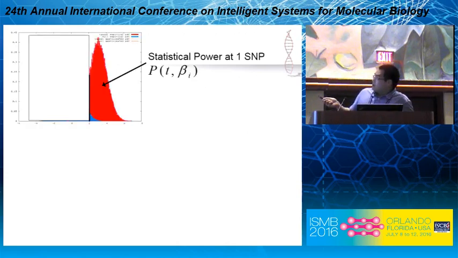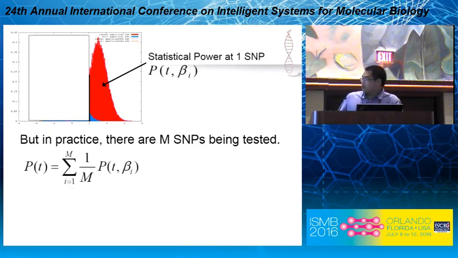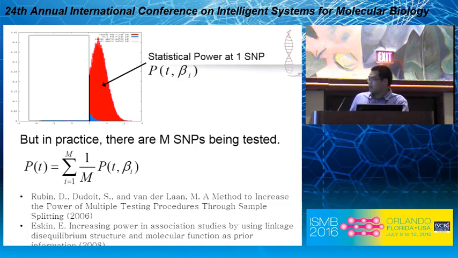So this is the statistical power for one SNP, but in practice, we test m SNPs. So we have many SNPs being tested. In this case, statistical power becomes the uniform average over every single SNP. Here you have this power per SNP, and you're just taking a uniform average over m SNPs. If you are interested in this definition, you can read more about this function in these two papers.